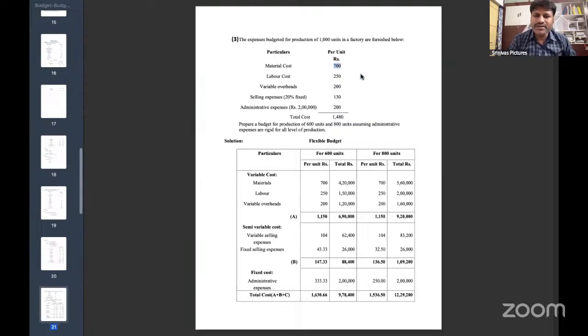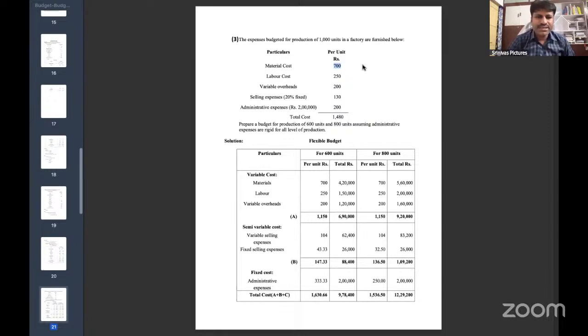Labor 250. So 250 means 250 cost per 1,000 units. How much for labor cost for 1,000 units? Simply 25 paise per labor hour, labor per unit. And variable overheads 200, 20 paise.